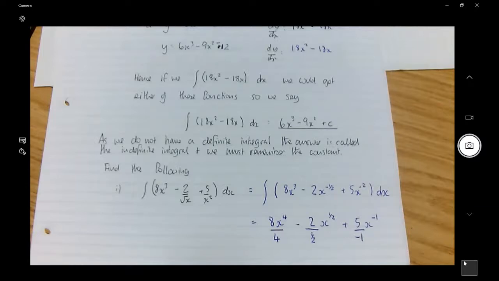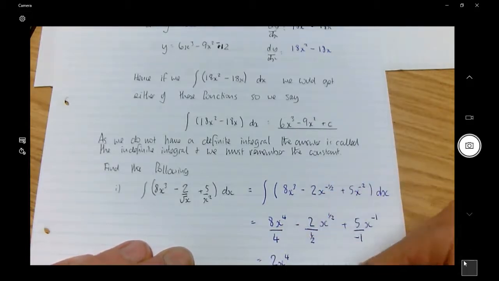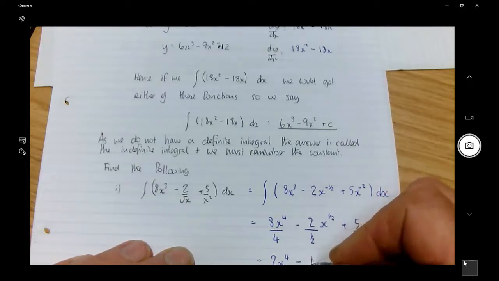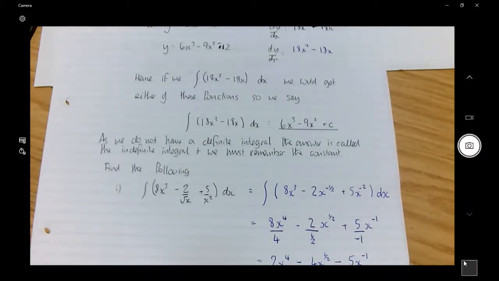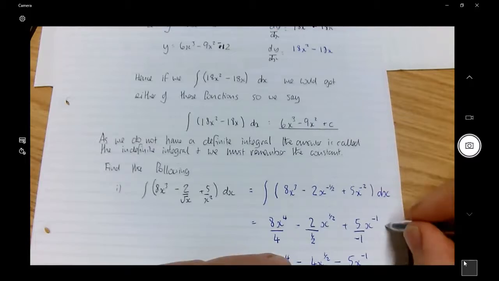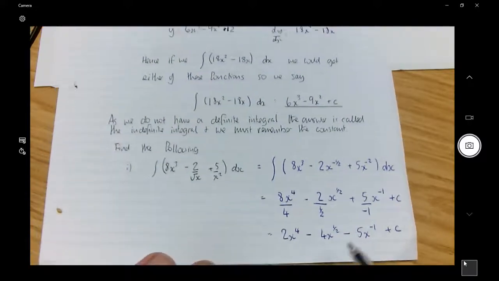So there's signs in here, there's fractions, all sorts of things that you don't like, which gives me 2x to the power of 4 minus, be careful, 4x to the half minus 5x to the minus 1. And I've forgotten the plus c already, plus c. You can, if you like, leave it like that, or you could put it back into 2x to the power of 4 plus 4 root x minus 5 over x plus c. It's entirely up to you.